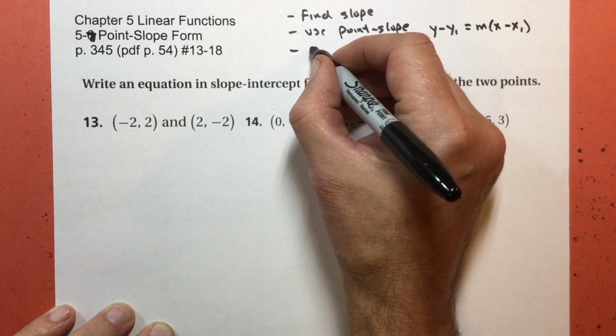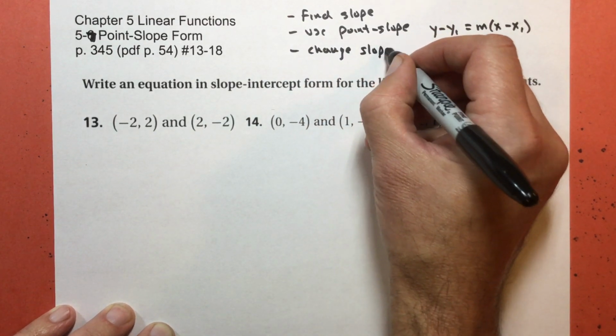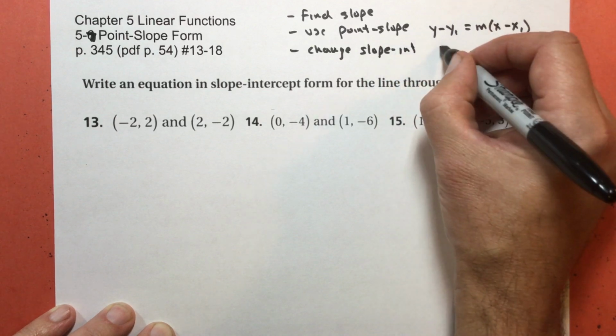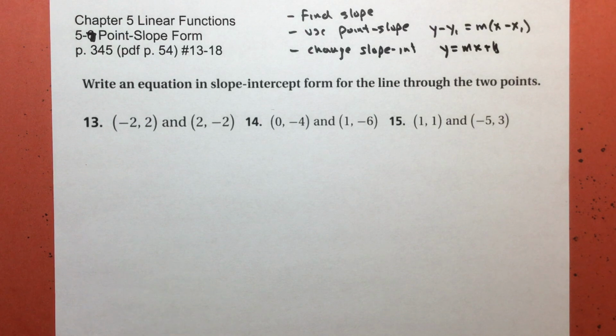And then finally, we're going to change it to slope-intercept form, which is y equals mx plus b. Slope-intercept form is the most simplified form of any of these, right? So that's what we're doing. We're going to be simplifying it.